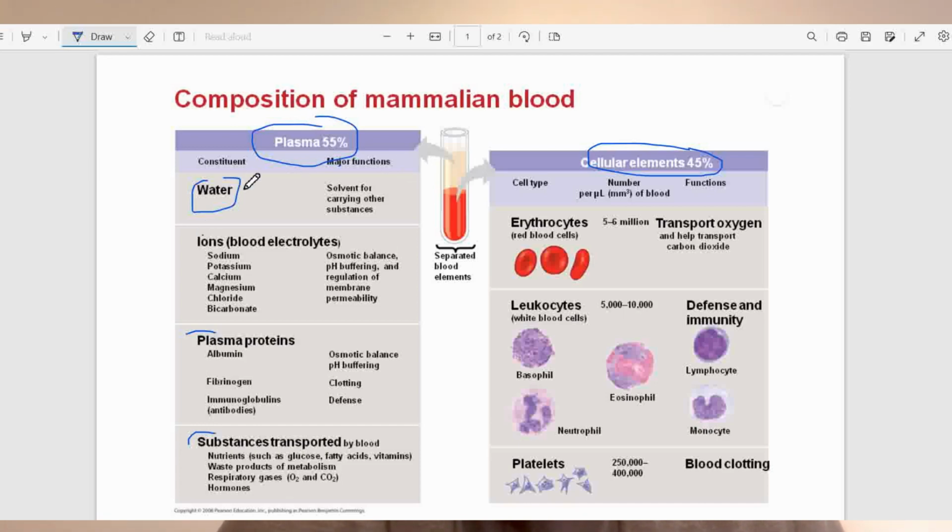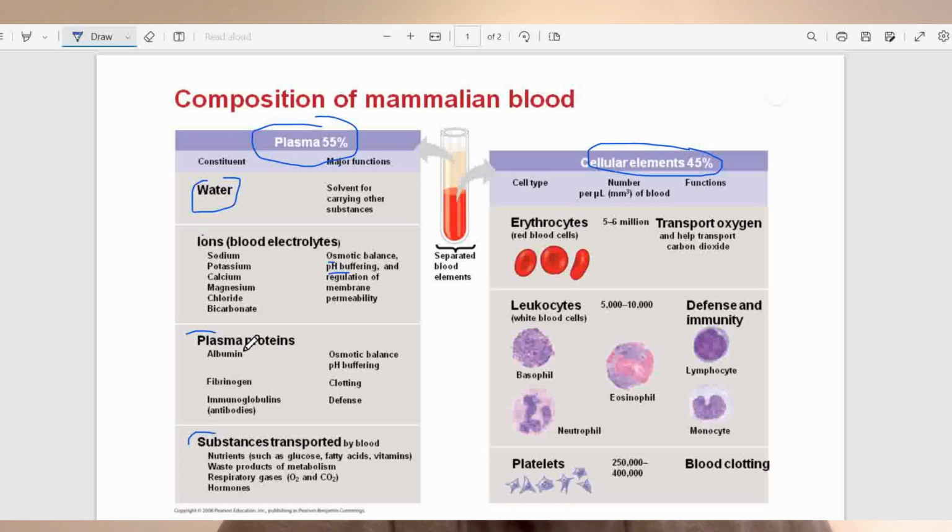Now, what is the role of the water? The water acts as a solvent for carrying other substances. And these ions in the blood act as electrolytes. They help to regulate the osmotic concentration of the blood. They also act as pH buffers and regulate membrane permeability.